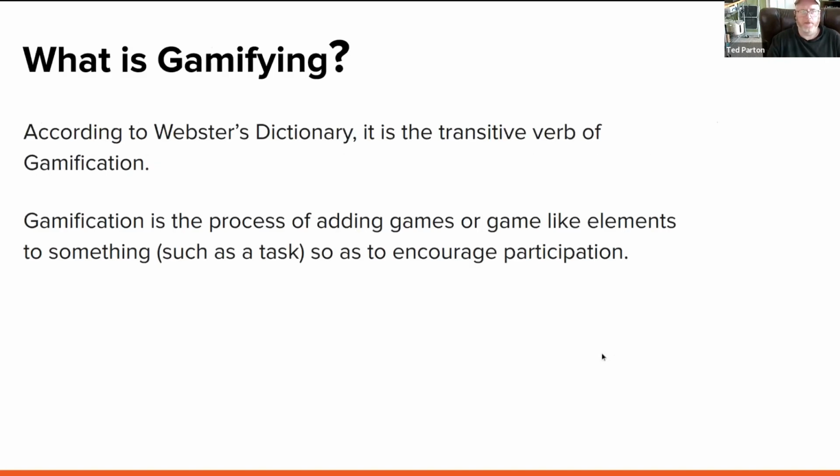What is gamifying? Just really quickly, according to Webster's, it is the process of adding games or game-like elements to something such as a task to encourage participation. So what I thought is, I had done this thing called Kahoot with a number of colleagues in the past, where we would do fun trivia games that other people had put together. I found that it was pretty easy to create my own set of Kahoots. And again, Kahoots are just quizzes or trivia that you can play online. So I started creating a series of these myself.